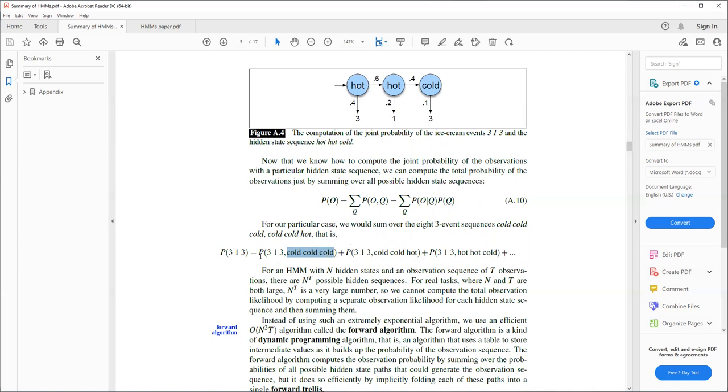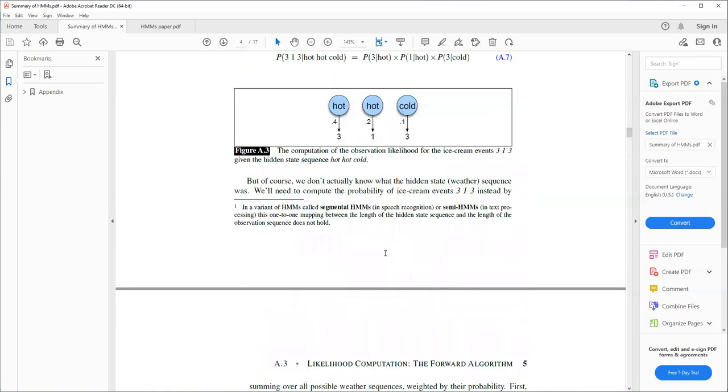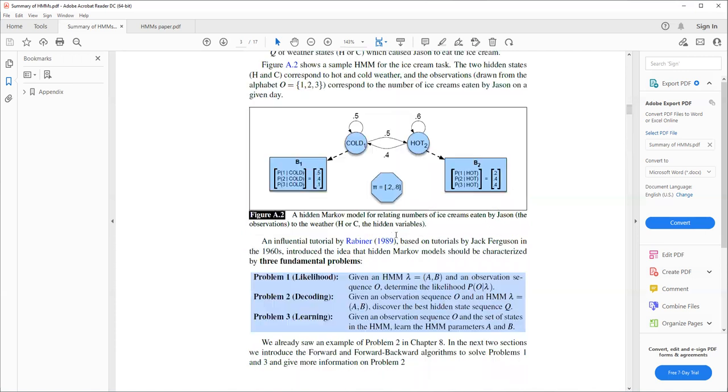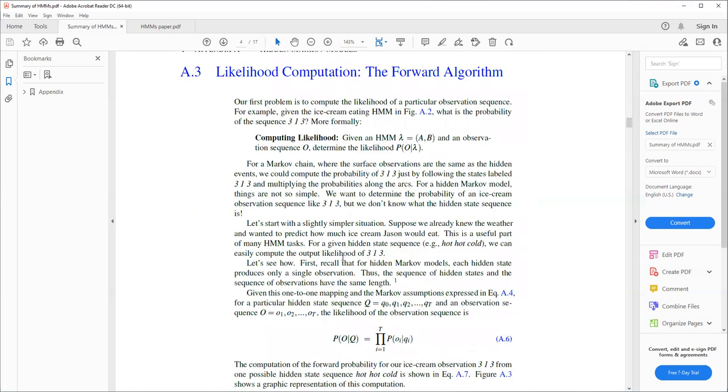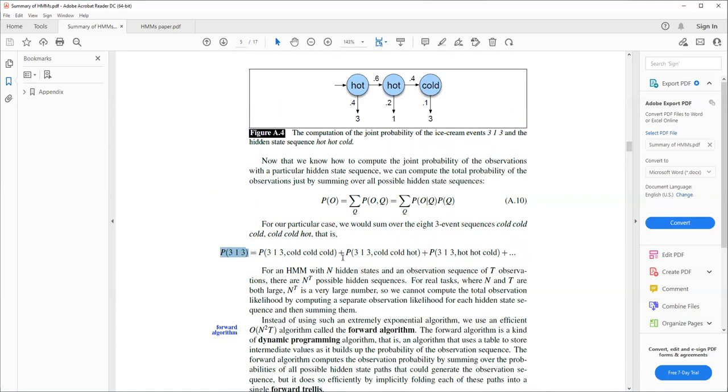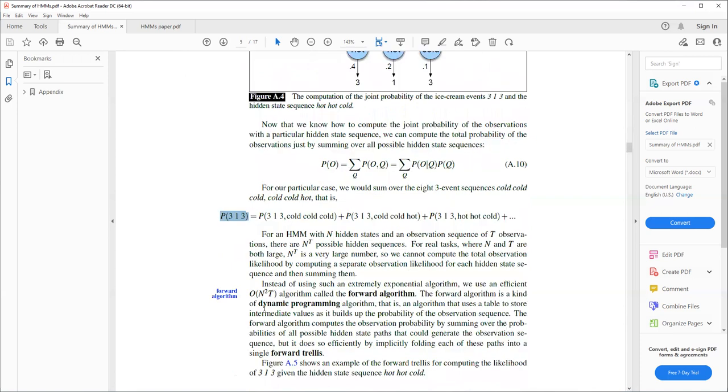The reason for telling you this is that this is the actual method to determine the probability of 313 from this hidden Markov model. So if you are given the observation sequence 313, what is the probability that this Markov model generated this thing? To compute that, you'll have to compute something like this.